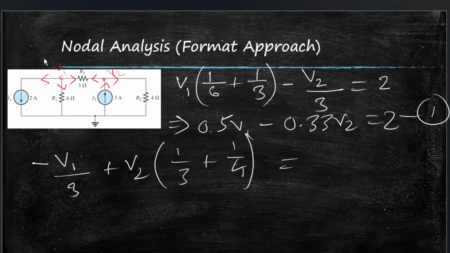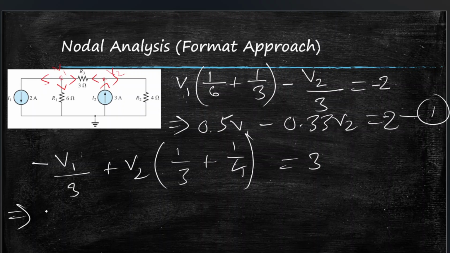Wait a minute. In the first equation, we had I1 or 2 amperes exiting V1. So exiting means it will be a negative here, okay? Exiting means negative. And in the second node, we see I2, 3 amperes is entering the node V2. So it will be positive, so 3 amperes here, okay?